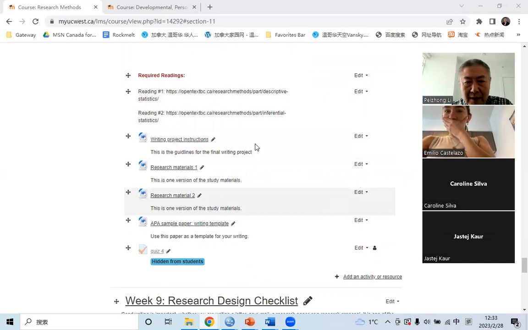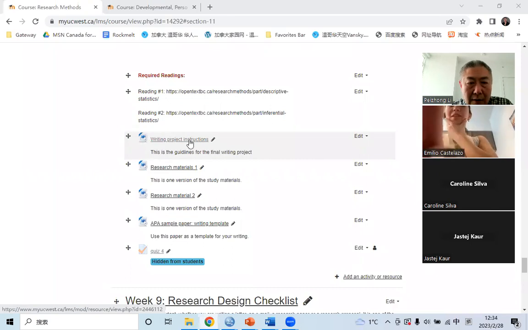I need to mute everybody. When you have questions, you can unmute yourself and speak up. And this is a very important document, the writing project instructions. I'm going to explain this one.